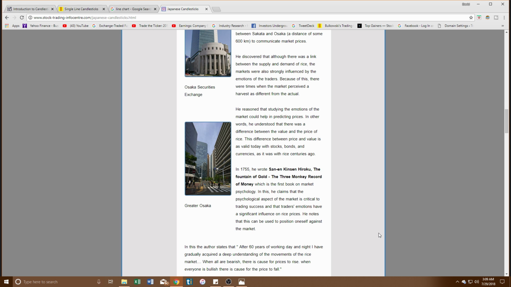In 1755, he wrote Sanka Kinsen Hiraku, the Fountain of Gold, the Three-Monkey Record of Money, which is the first book on market psychology. In this, he claims that the psychology aspect of the market is critical to trading success, as traders' emotions have a significant influence on the rice prices. He notes that this can be used to position oneself against the market.